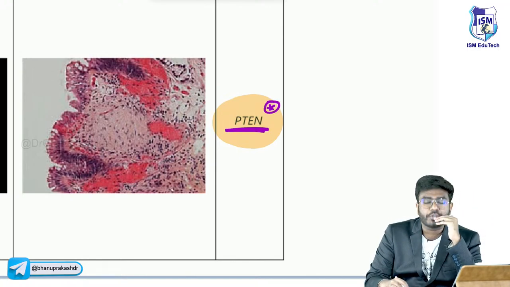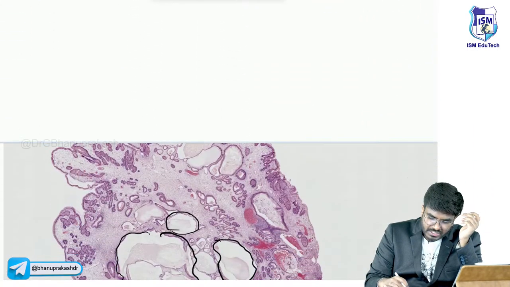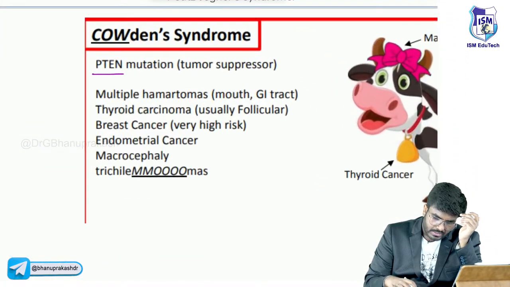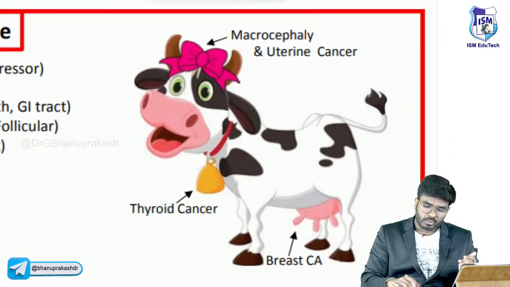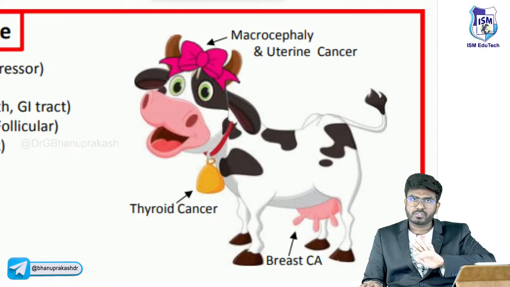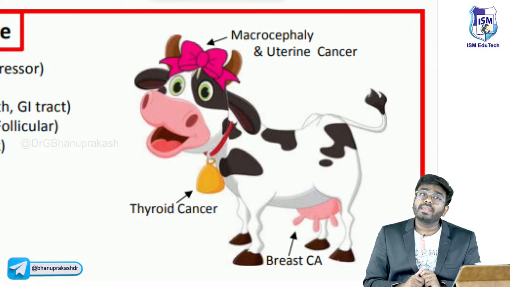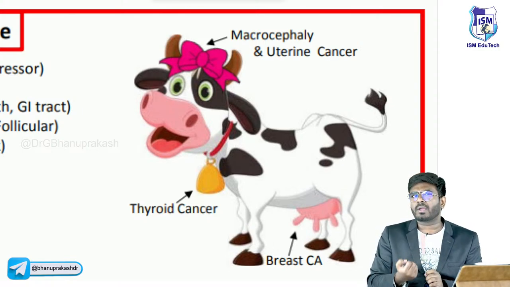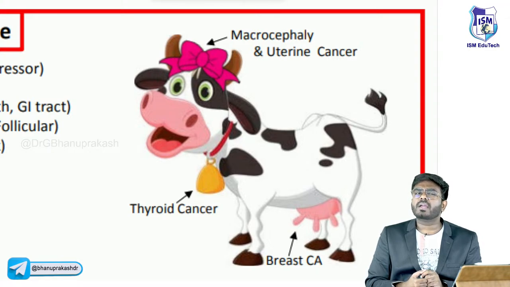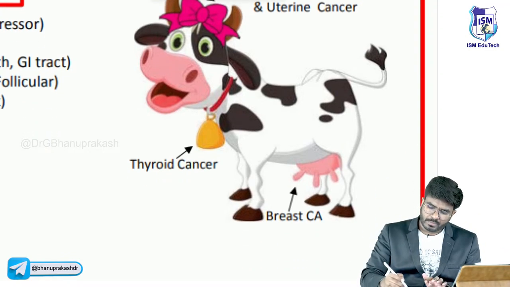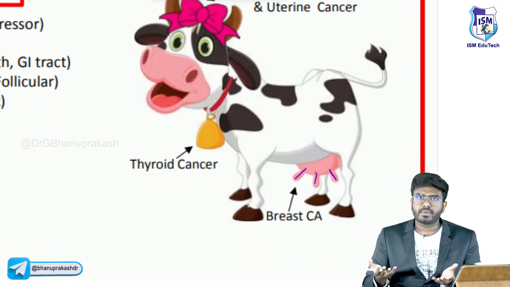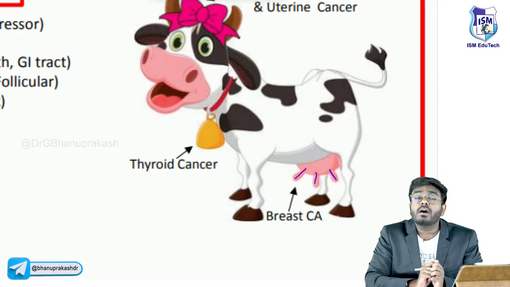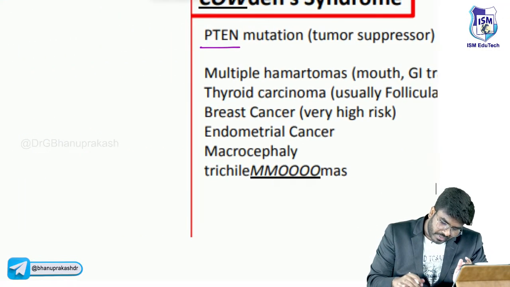Do you know what happens if the PTEN gene is mutated? I used to think about a cow. What do we take from the cow? We take milk from the cow. Where does the milk come from? From the breast, the udder. That's the cow's breast. Milk comes from the breast, so breast cancer. That's how I used to remember. In Cowden syndrome, the female is going to develop breast cancer.